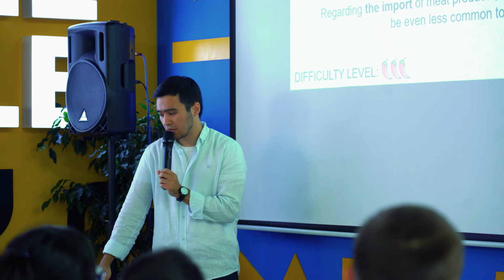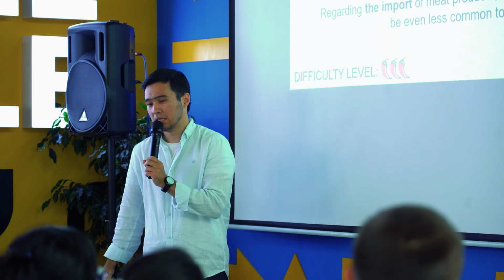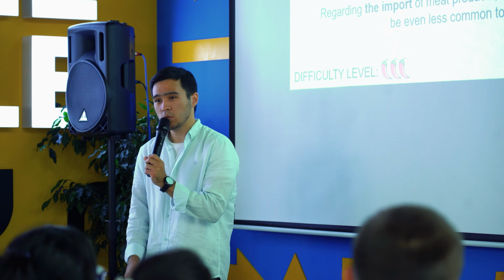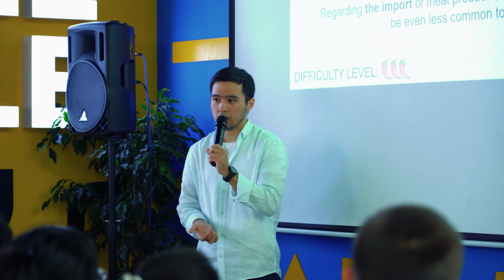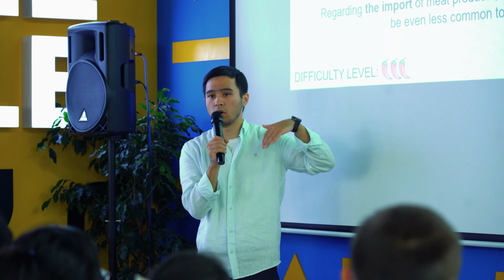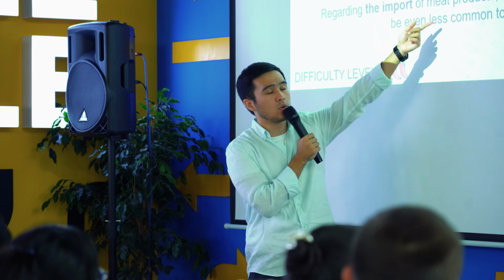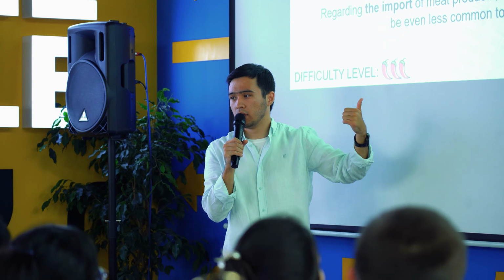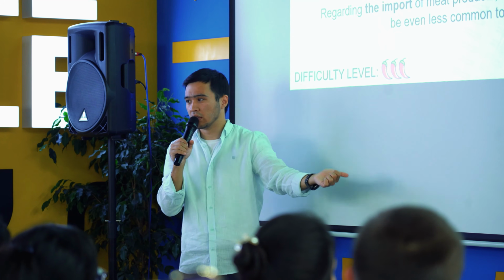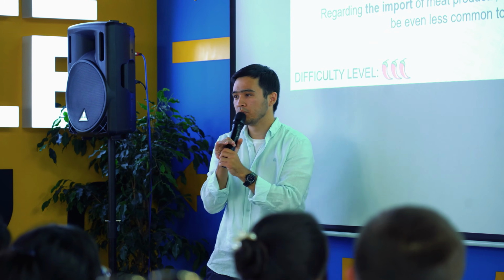Regarding the import of meat products, they are. Now, they is unmistakable. You cannot take a wrong word for they, okay? Because now we don't have 2 plural nouns. We have 1 plural noun. And there is only one way of taking it. Clear? All right.